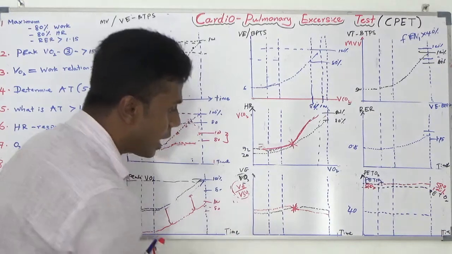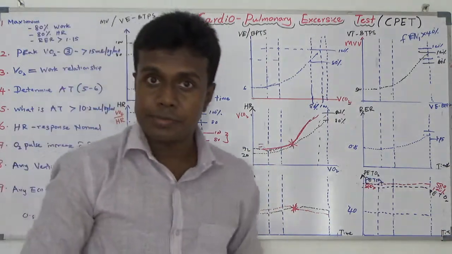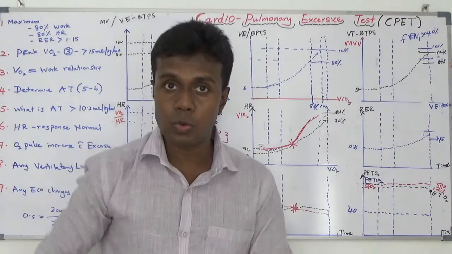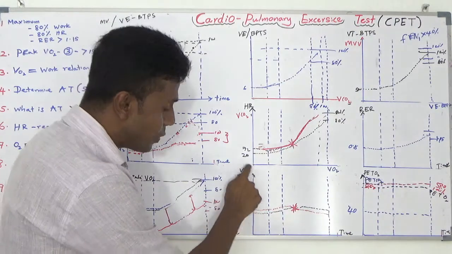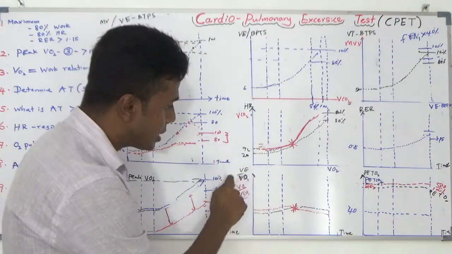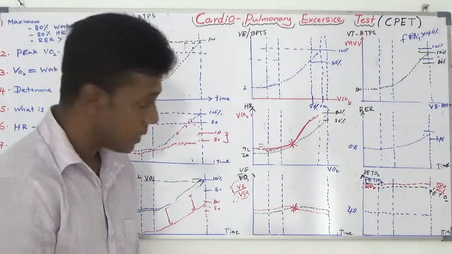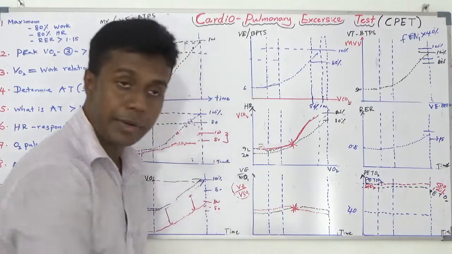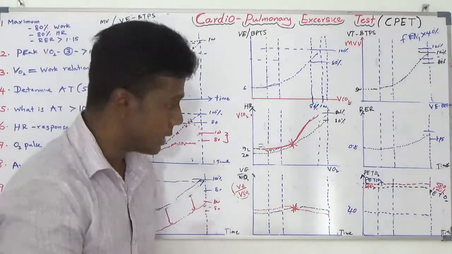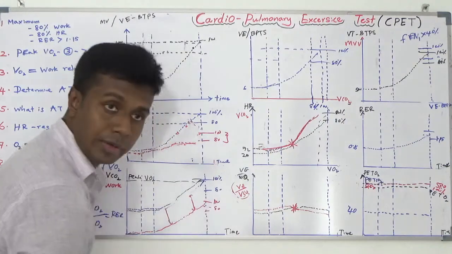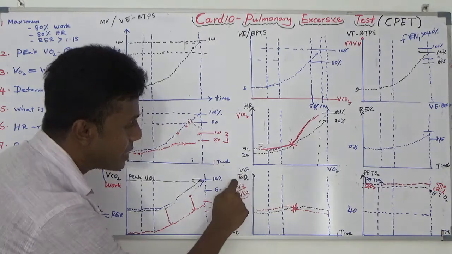Ventilatory equivalent for carbon dioxide here. Initially, we utilize more oxygen, 250 oxygen and 200 carbon dioxide we are going to produce. Because of that, this value is much lower initially for oxygen and much higher for carbon dioxide. But when your anaerobic metabolism has started, carbon dioxide accumulates more and more. Because of that, this value is going to be higher than this value.